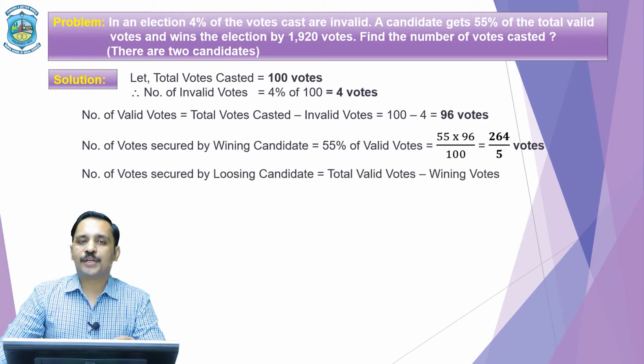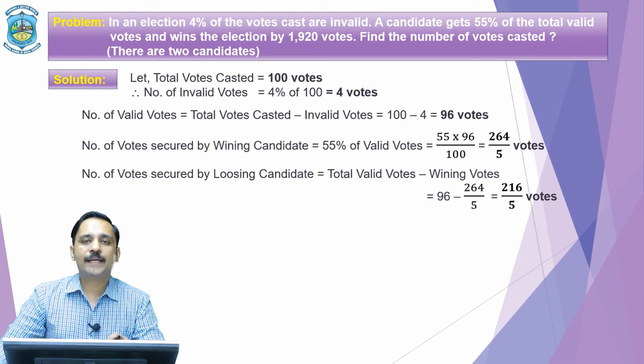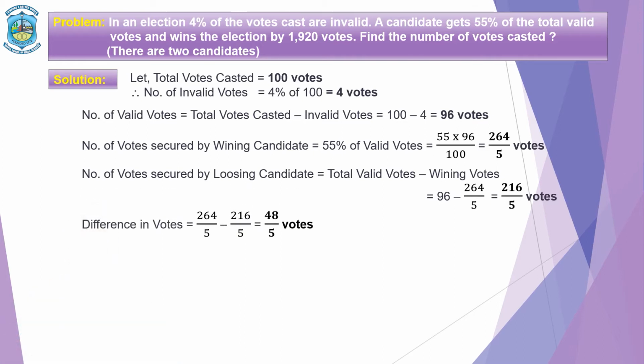The number of votes secured by the losing candidate is total valid votes minus the winning votes, that is 96 minus 264 upon 5, which is equal to 216 upon 5 votes. Now, what is the difference in the votes? The difference in the votes is 264 upon 5 minus 216 upon 5, which is equal to 48 upon 5 votes.